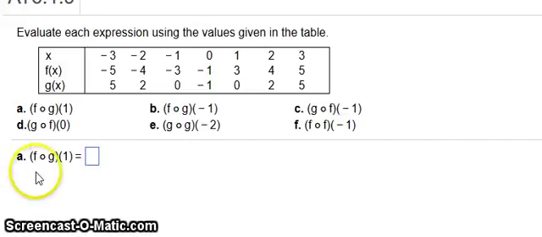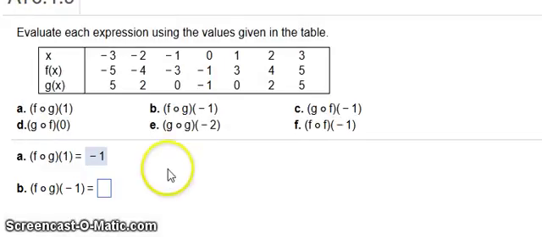Alright, so the way this would work, to find F of G at 1, I start by taking 1 and plugging it into G. And I do that up here at the table, so I come across to where I have 1, I go down to G, that would be 0. So when I plug 1 into G, I get 0. Then I take that answer, 0, and I plug it into F. So I come across here to 0, when I plug into F, it should be -1. So the answer for the first one should be -1.